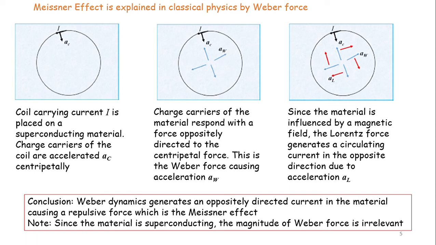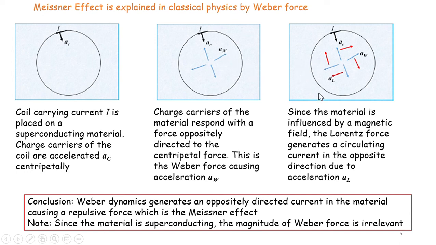And I write acceleration now instead of force to emphasize that the motion is created. The material is superconductive, so it doesn't matter how small the Weber force is. Any minute influence on electrons of a superconductive material will cause an acceleration and a motion of the electrons of the superconductive material. So a current is built up, and this is directed radially outwards.